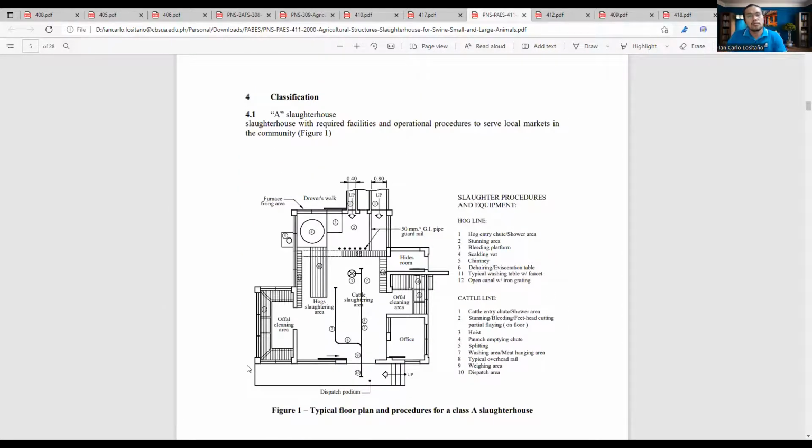For the typical floor plan, this is shown in figure 1. This is just recommendatory. The slaughterhouses could be designed in a different fashion, depending on the location, or the configuration of the land, or the decision or choice of the owner of the facility.